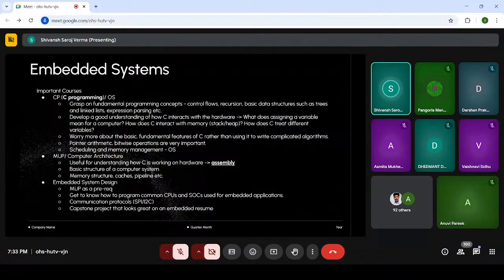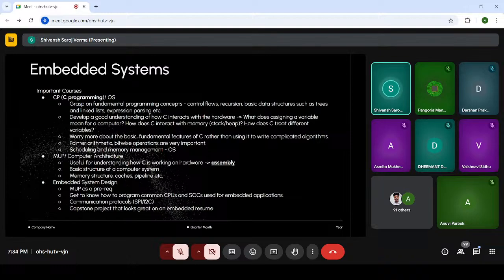What does the stack and heap mean to C? Because to us, memory is just memory. It is something C cooks up, the stack and the heap. So you'll have to look at that. Worry more about the basic fundamental features of C rather than using it to write complicated algorithms. This is the main point about how you should approach C and programming in general in embedded systems.